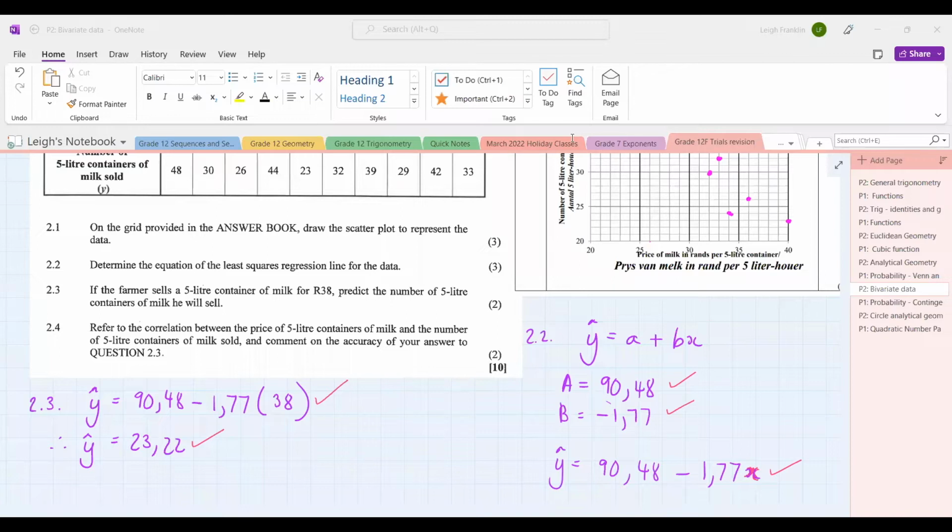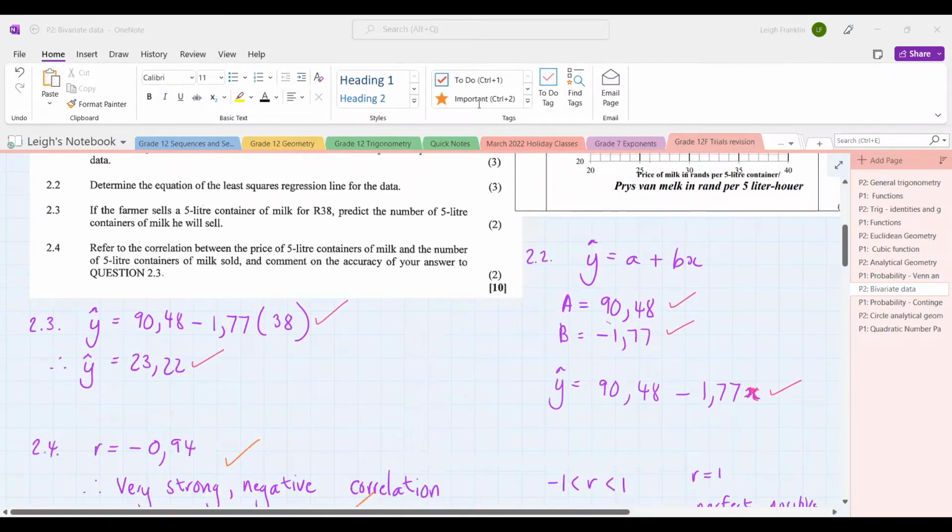So just very quickly then, in question 2.3, they asked us to make a prediction. They asked us to predict the number of 5-liter containers of milk he will sell if a farmer sells a 5-liter container of milk for 38 Rand. So they were asking us to use our formula from question 2.2. They've given us an X and they're asking us to calculate a corresponding Y value. You can see that I've done that here on the screen in 2.3. I've written down my formula, I've shown that I've subbed in and I've got my answer. That's why it's 2 marks: 1 mark for subbing in, 1 mark for your answer.